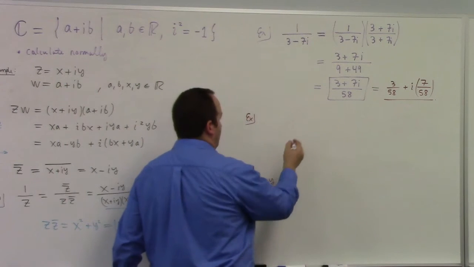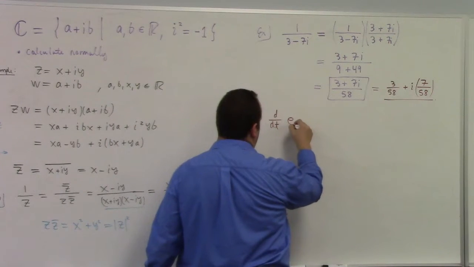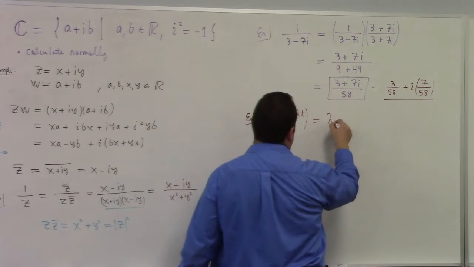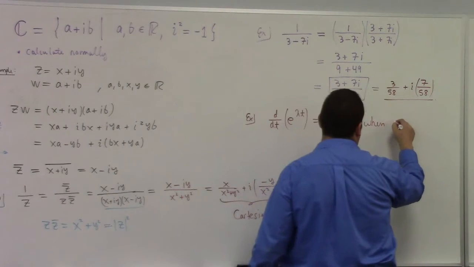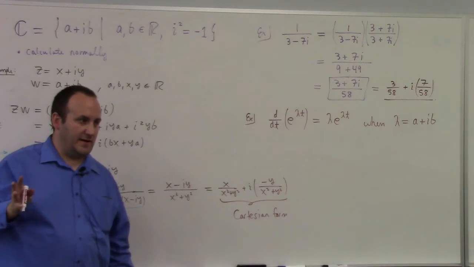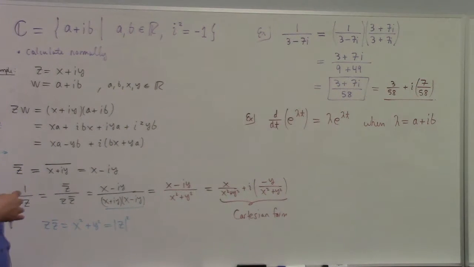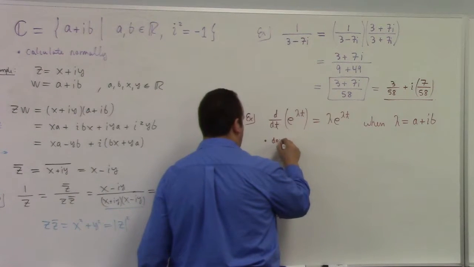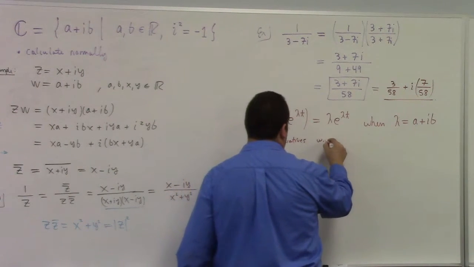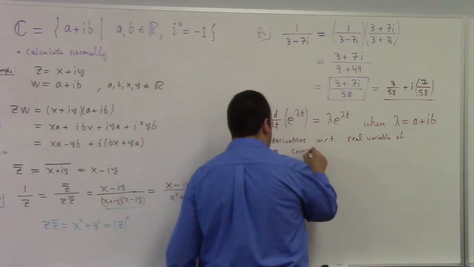So, jumping the gun a little bit, one of the things you're going to show in the homework is why d/dt of e to the lambda t is equal to lambda e to the lambda t when lambda is a plus ib. Now, I'm not going to teach you the theory of complex differentiation. We're not going to learn how to differentiate with respect to a complex variable. What's useful to us is differentiation of a complex valued function of a real variable. So we take derivatives with respect to a real variable of a complex valued function.